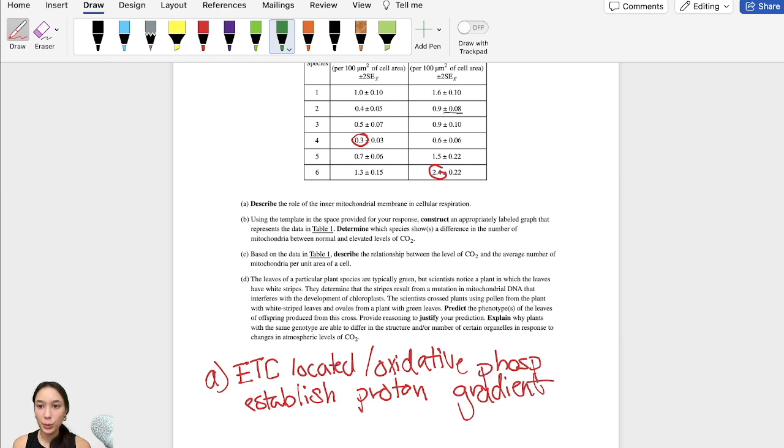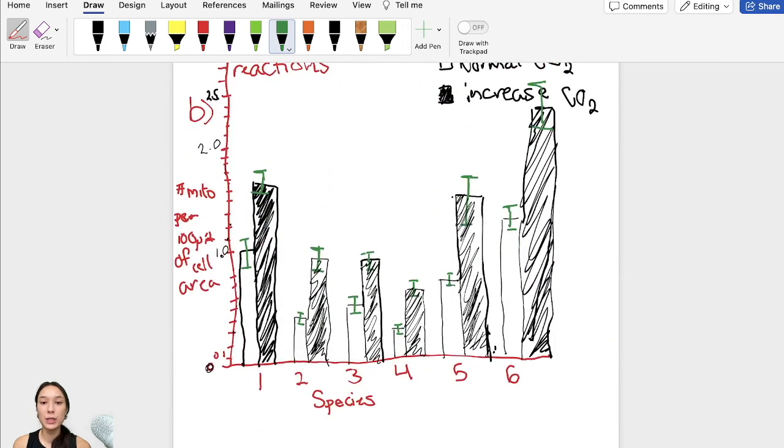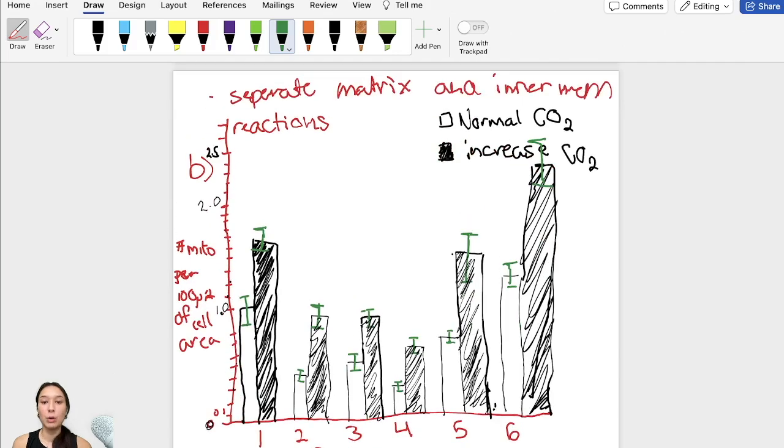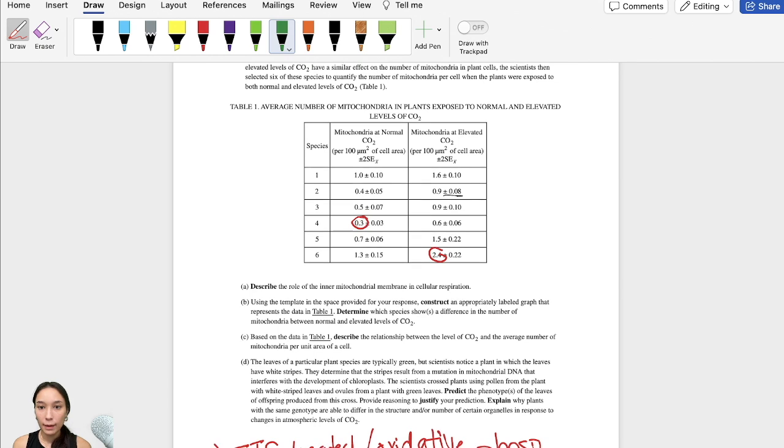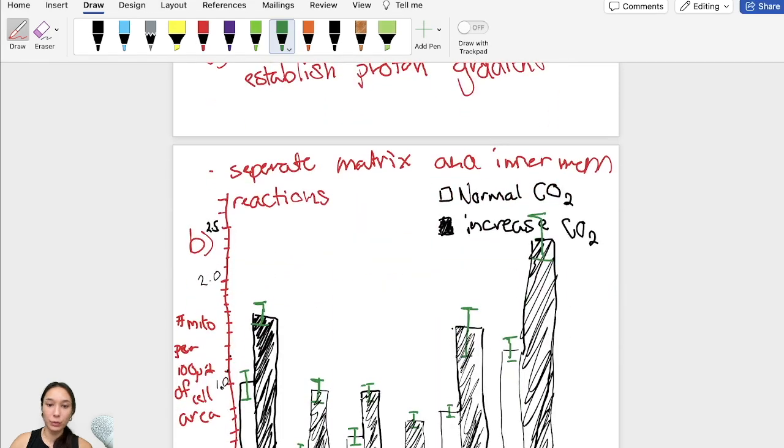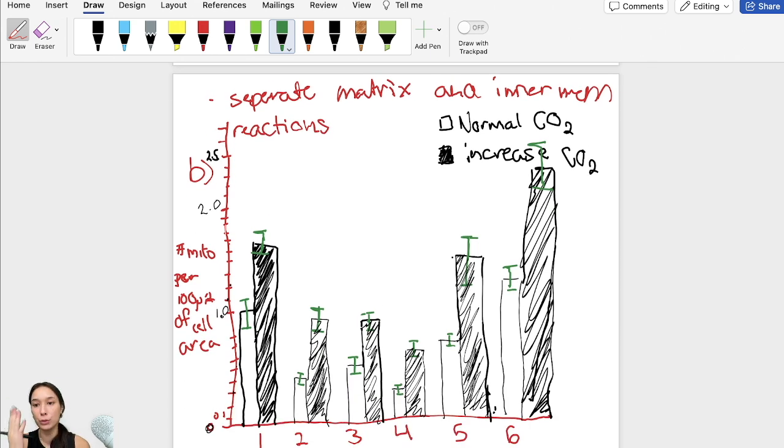Oh, so construct an appropriately labeled graph. Determine which species shows a difference in the number of mitochondria between normal and elevated levels of CO2. They're asking you, out of our 6 species, which ones are showing a difference? Well, if I take a look here, and I consider my standard error, because that's going to be able to determine it, it looks like all the species are going to be different, right? You can see that none of these error bars overlap, and all of them are going to have a difference between normal CO2 and then increased CO2.